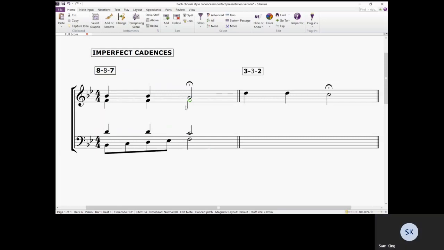Now, you may already have guessed the relationship between this and this. So I'm going to simply play this example, the second example now, without further comment, for you to see if you can write down the bass and indeed the rest of the parts.